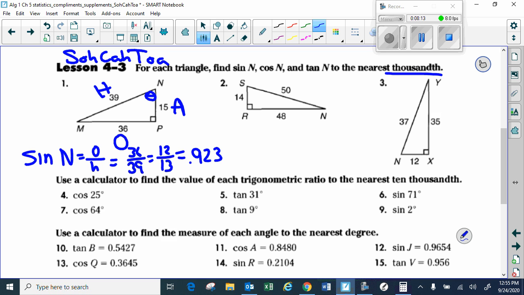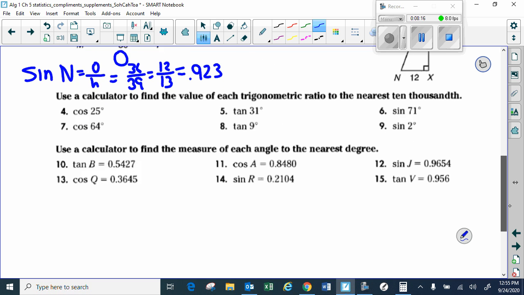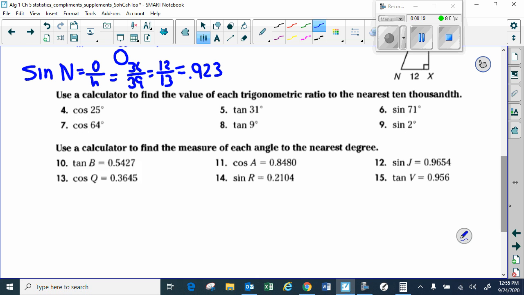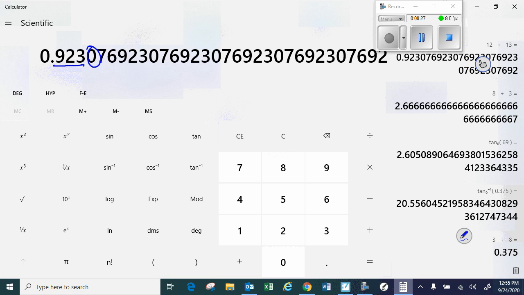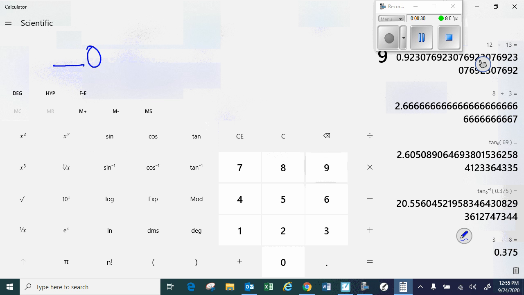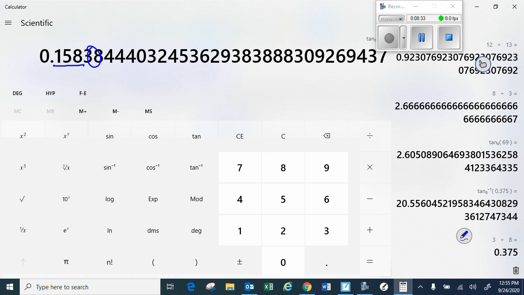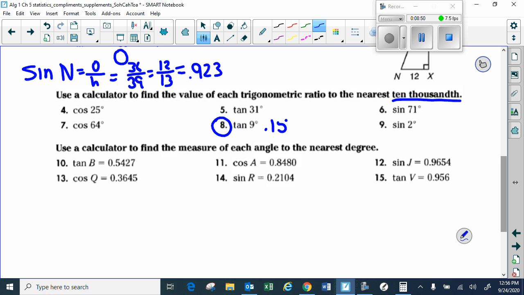0.923 is my answer. In the next section, it says use a calculator to find the value of each trig ratio to the nearest ten-thousandth. So again, I just plug in exactly what it says in my calculator. If I do number 8, tangent of 9. On this scientific calculator, I hit 9 and then the tangent button. Tenths, hundredths, thousandths, ten-thousandths. I'm looking at the digit behind that, 8, which is going to round it up to a 4. So 0.1584 is my answer.